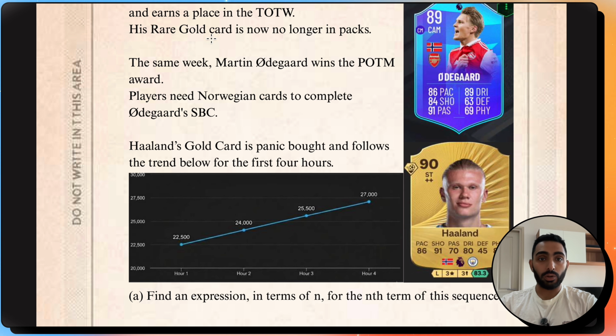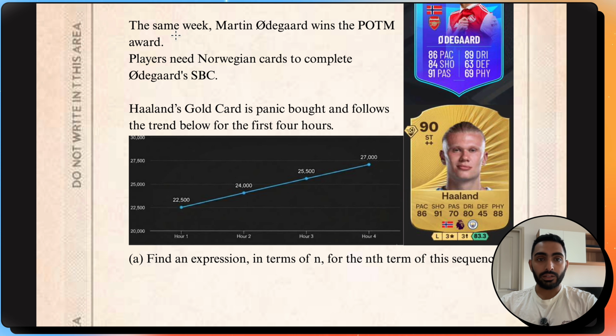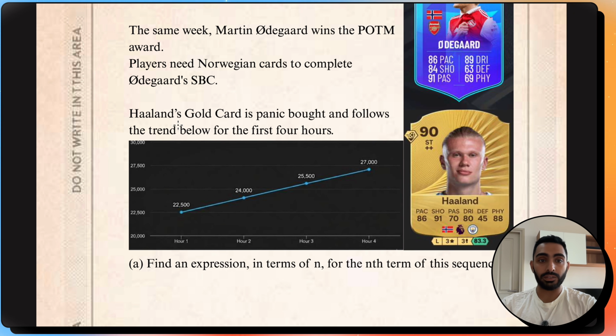Question 6. Erling Haaland scores 4 goals against Wolves and earns a place in the team of the week. His rare goal card is now no longer in packs. The same week, Martin Ødegaard wins the Player of the Month award. Players need Norwegian cards to complete Ødegaard's SBC. Haaland's goal card is panic bought and follows the trend below for the first 4 hours.